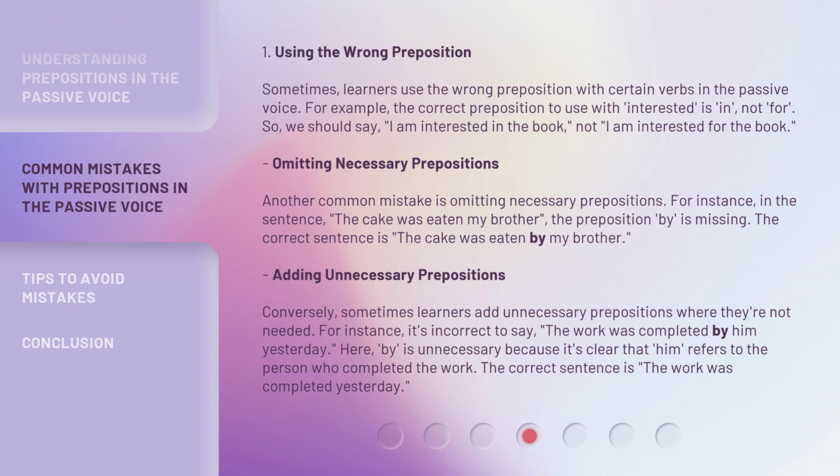3. Adding unnecessary prepositions. Conversely, sometimes learners add unnecessary prepositions where they're not needed. For instance, it's incorrect to say, the work was completed by him yesterday. Here, by is unnecessary because it's clear that him refers to the person who completed the work. The correct sentence is, the work was completed yesterday.